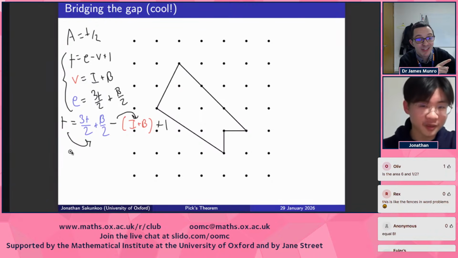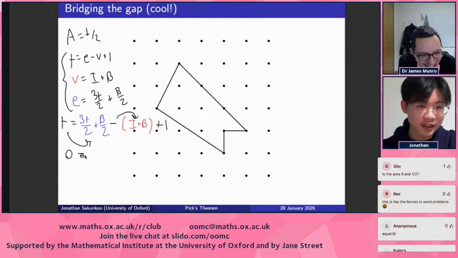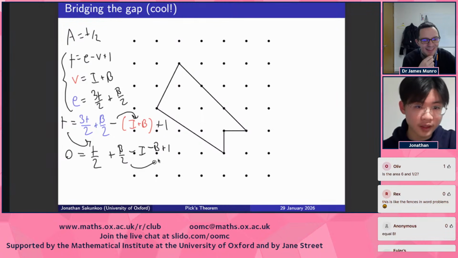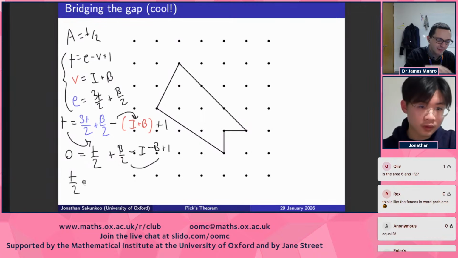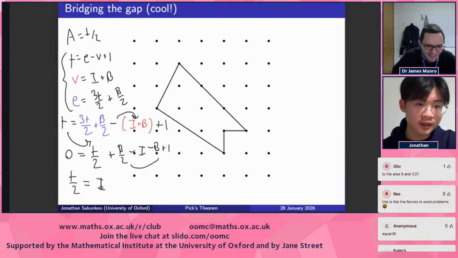We want not T but T over 2, so let's not multiply up, because the area is T over 2. Plus, and then it's B over 2 minus I minus B plus 1. And then these two become minus B over 2, so we'll move that to the other side. Move everything over, except T over 2. That stays there. So that's T over 2 equals I plus B over 2 minus 1.